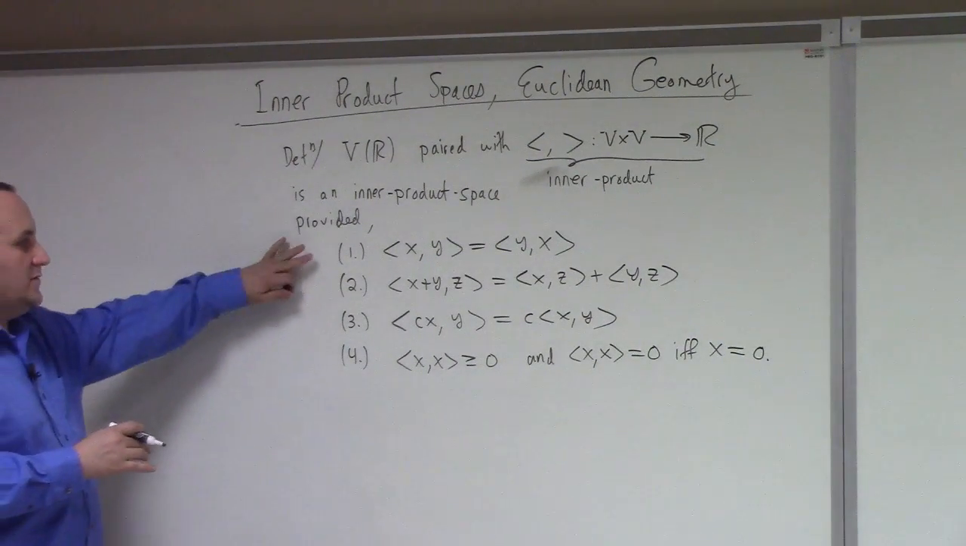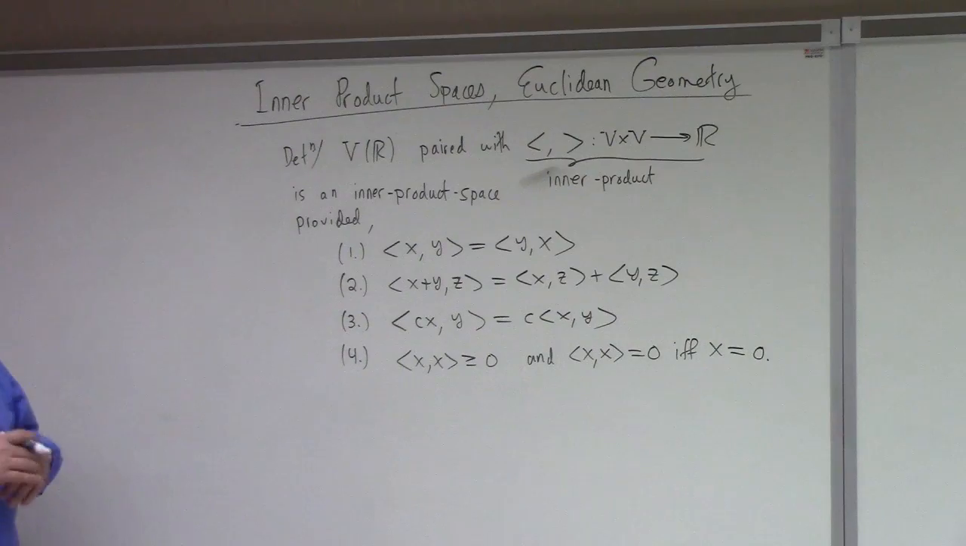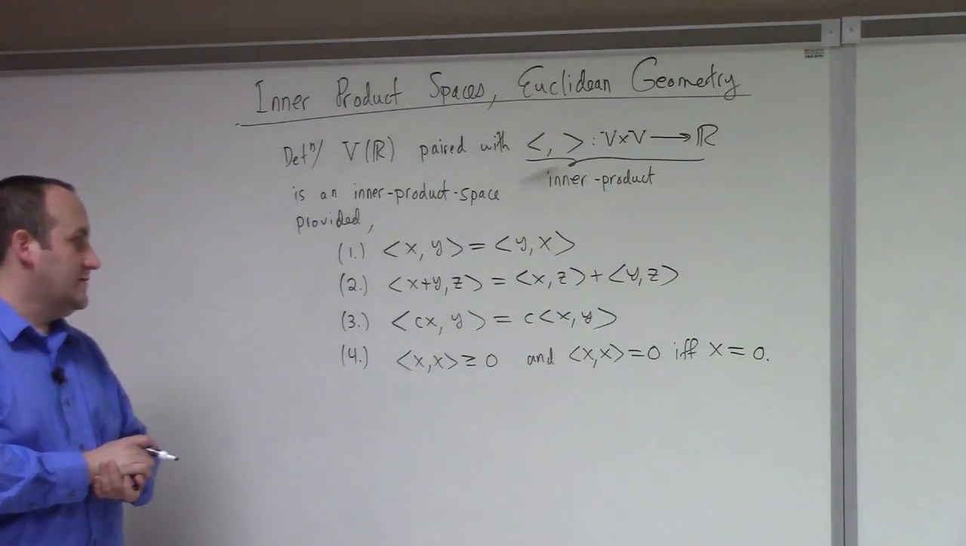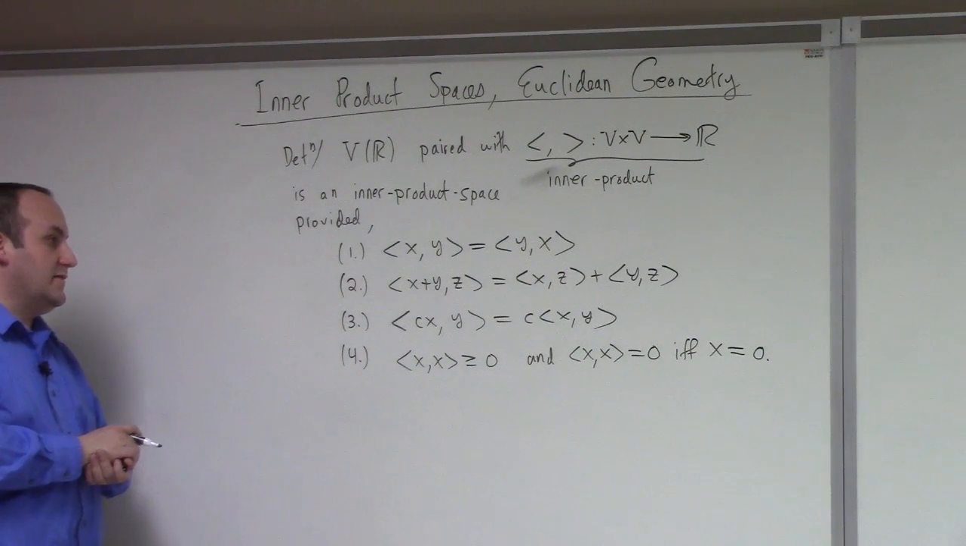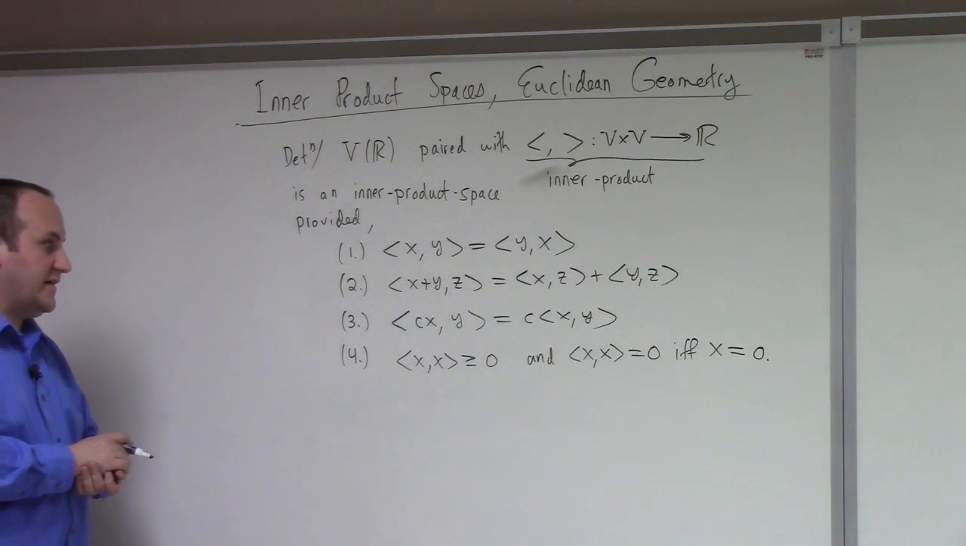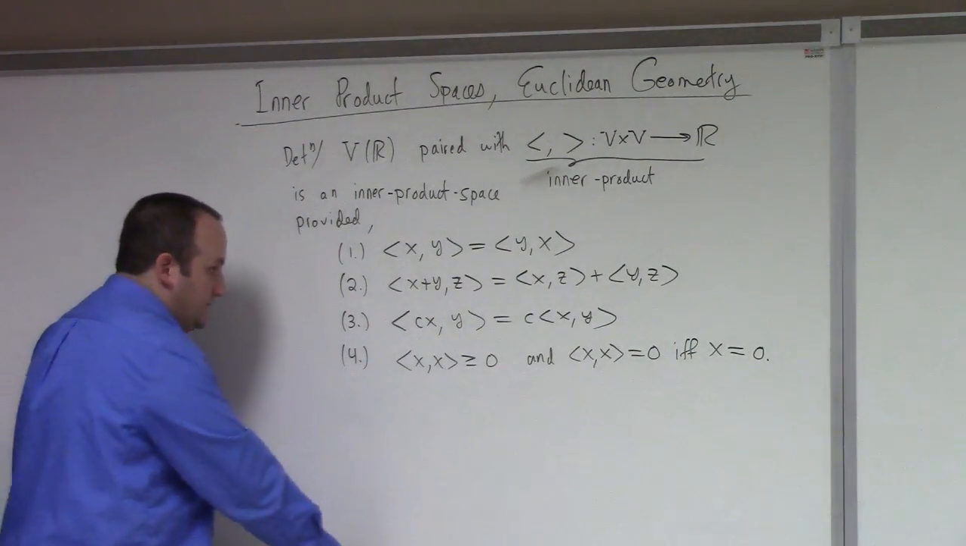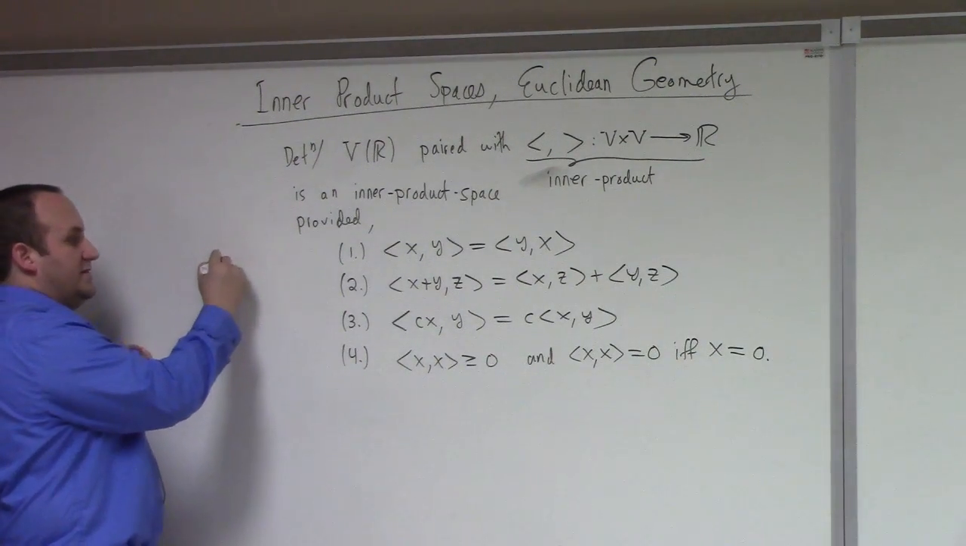Now these are supposed to hold for generic elements, for all x, y, for all x, y, z. Let me not bore you with those quantifiers, I should say. Let me tell you what this is. Let me do some name calling here. This is symmetric.